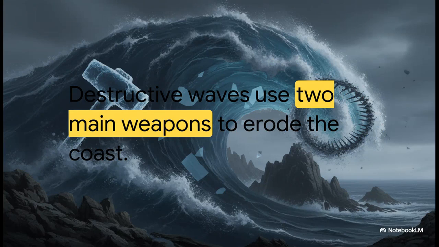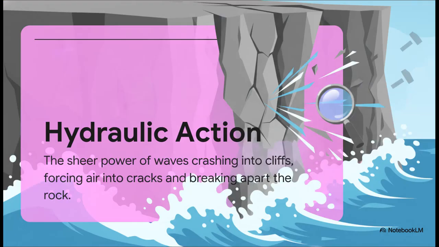Okay, so these destructive waves are the architects of erosion. And they've got two main weapons in their arsenal. Now listen up, because if you've got an exam coming up, you absolutely need to know these terms. Seriously, write these down. First up, we've got hydraulic action. Just think of this as pure brute force. A wave smashes into a cliff, and it's not just water. It's forcing a huge amount of air into every tiny crack and fault line. That pressure builds up, it expands, and then, bam, it basically blasts the rock apart from the inside. It's like a giant sledgehammer hitting the cliff over and over and over again.